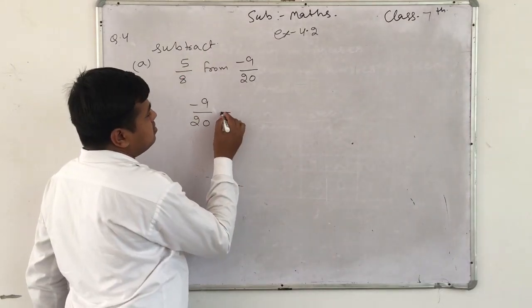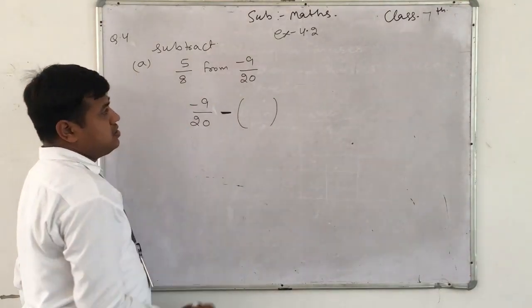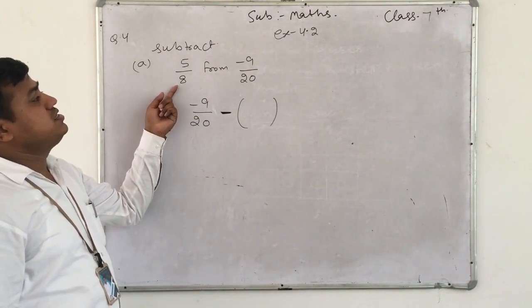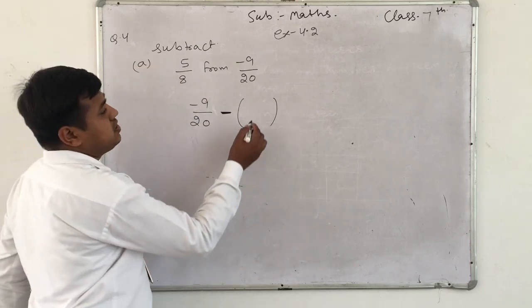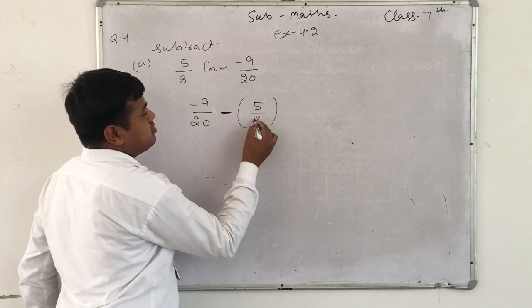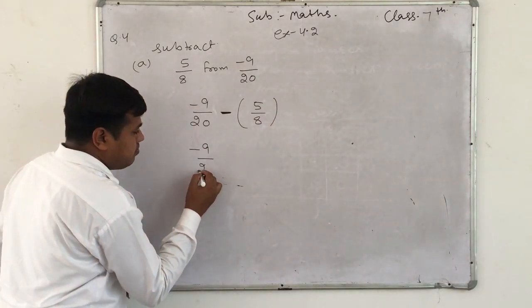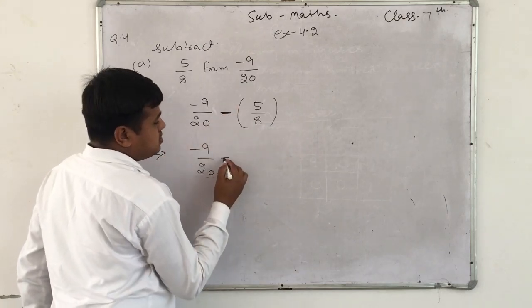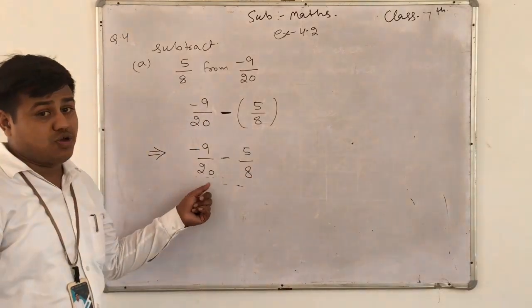Subtract means the sign of minus, and in the bracket write the digit before "from". So from से पहले क्या digit है? 5 upon 8. Write it in the bracket. If we simplify this, minus 9 upon 20, minus multiplied by plus is minus, so minus 5 upon 8. And how will we solve this?